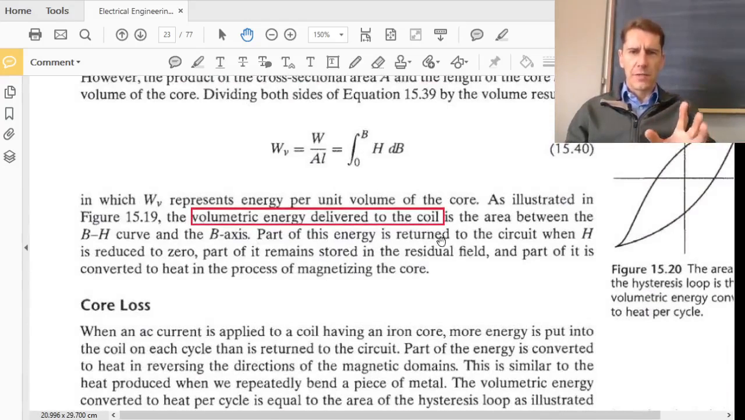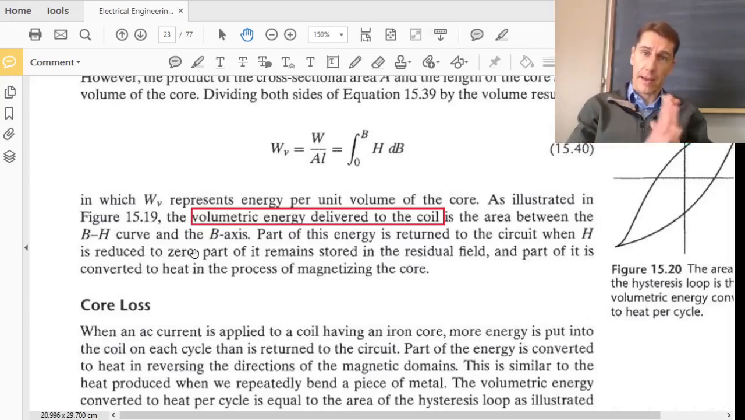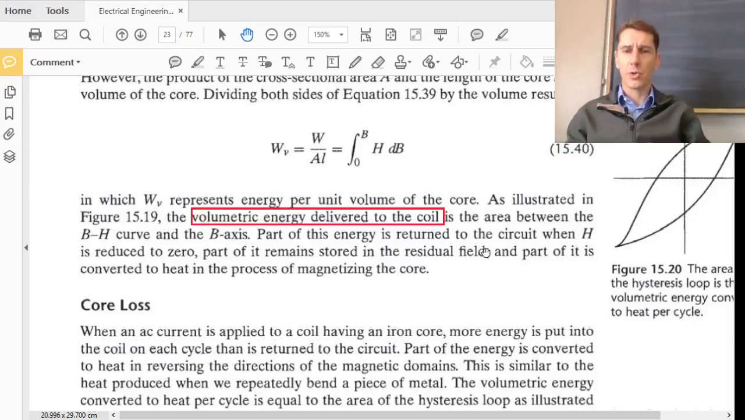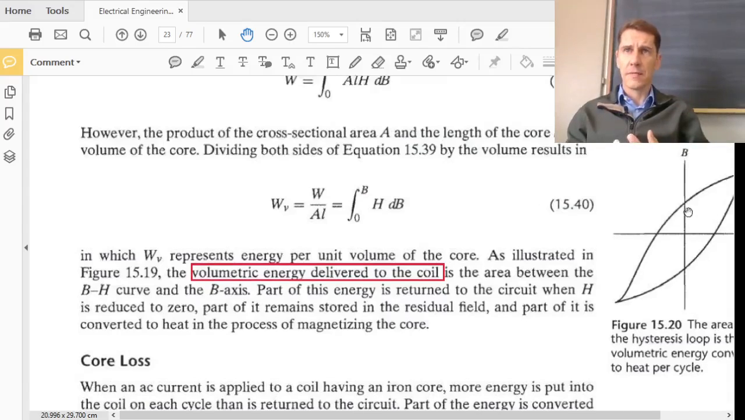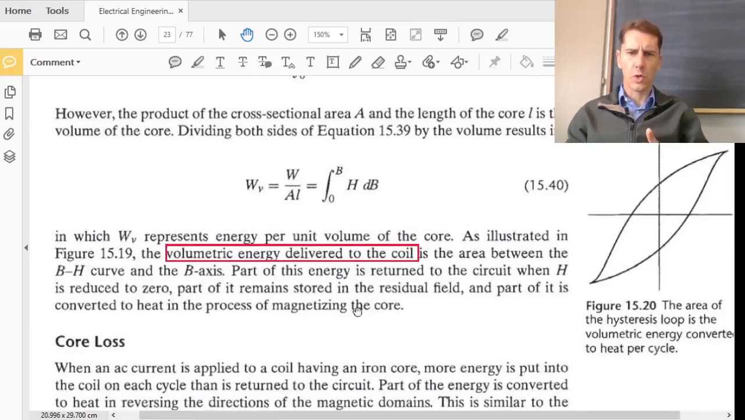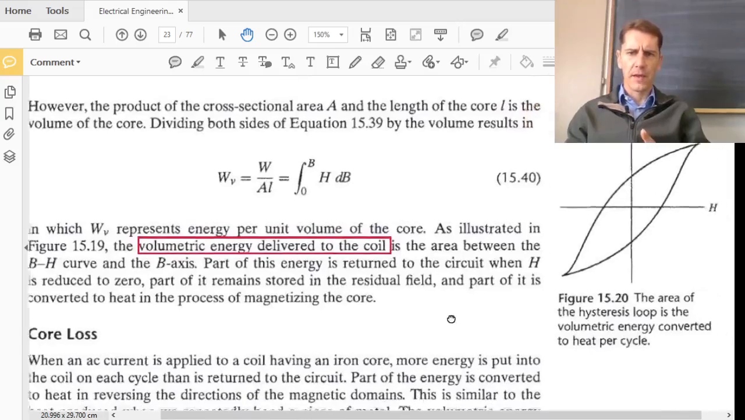Part of this energy is returned to the circuit when H is reduced to 0. So some of the energy gets pushed back into my source. Secondly, part of it remains stored in the residual field, that B that remains there. And then the third part is converted to heat in the process of magnetizing the core, which we're going to focus on now, and that is called core loss.